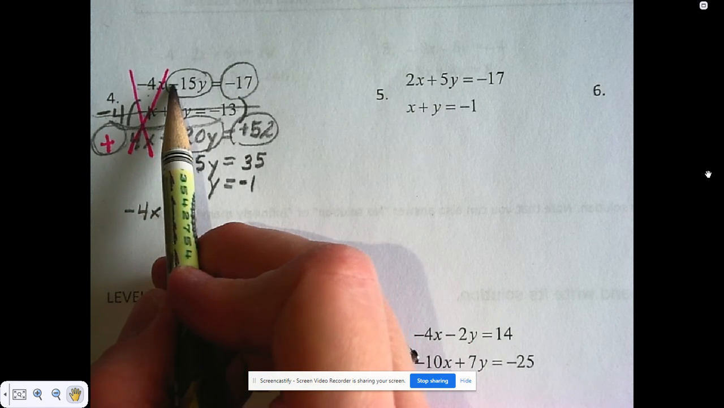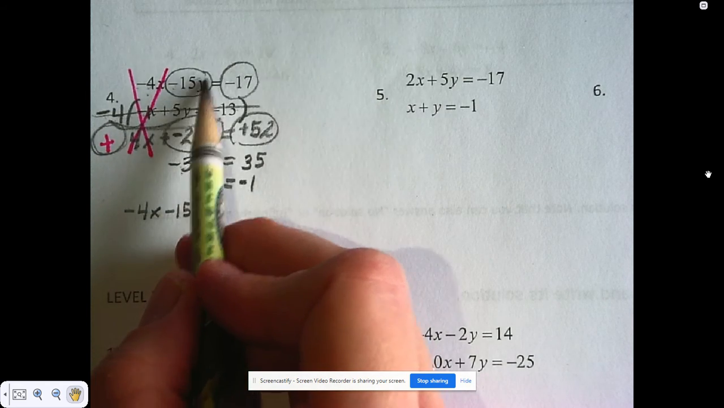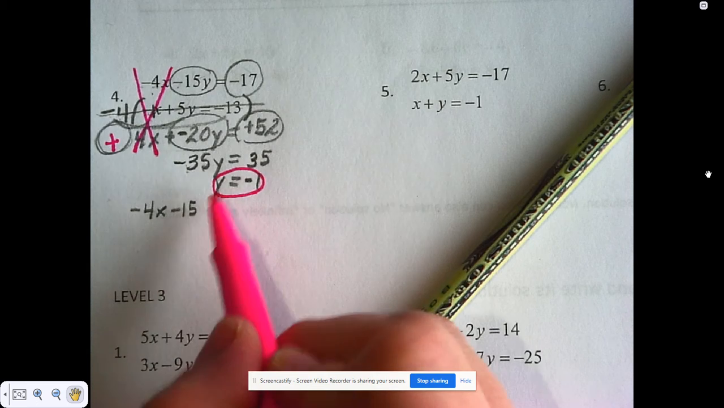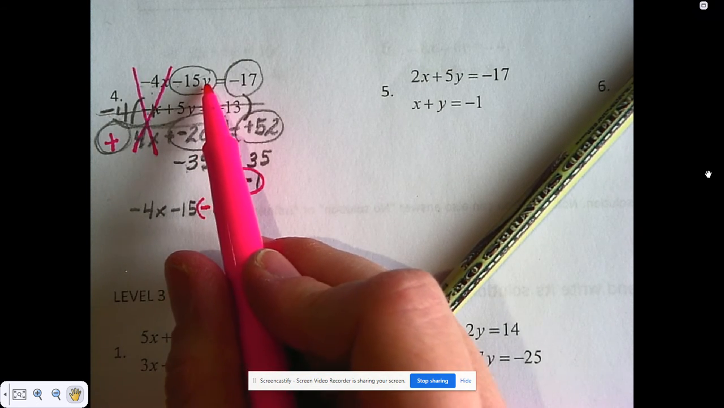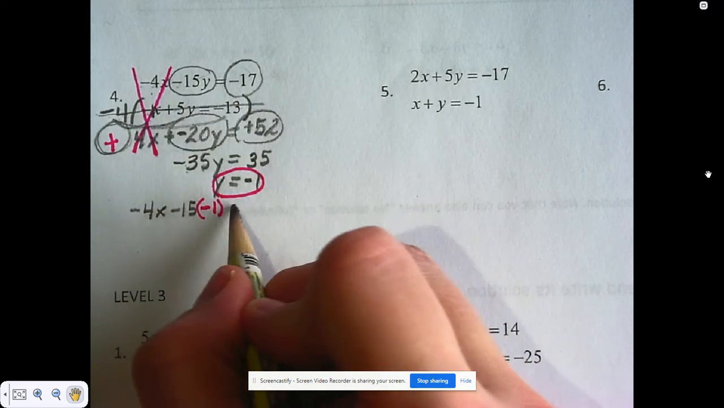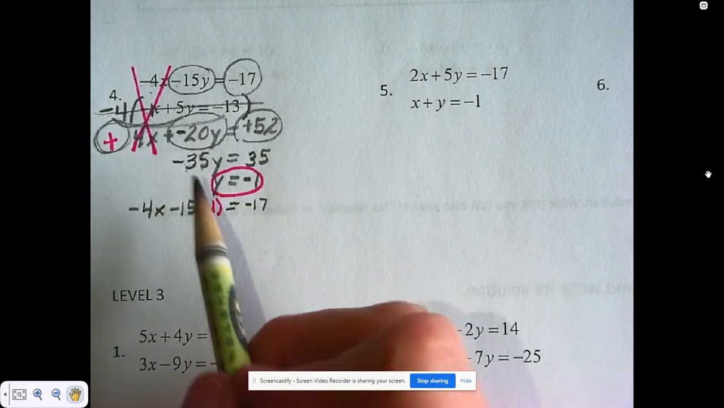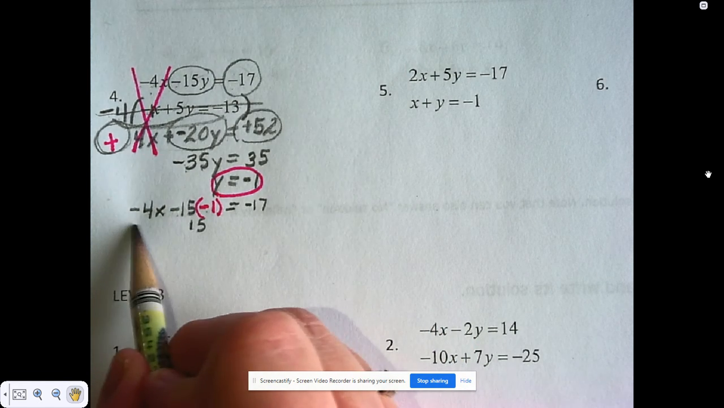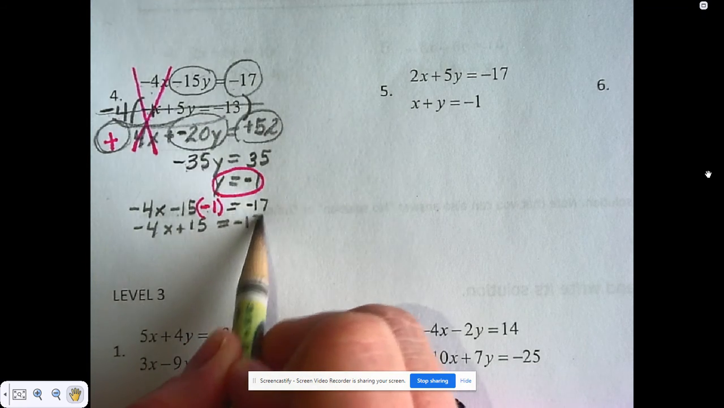Then I look, I have -15. And then I look, y, do I know what y is? Oh, yes, I do know what y is. y is -1. So I put -1 instead of the y at this point. I continue on. I have the equals, and I have the -17. So far I have -15 times -1 is a positive 15. I have -4x plus 15 equals -17.